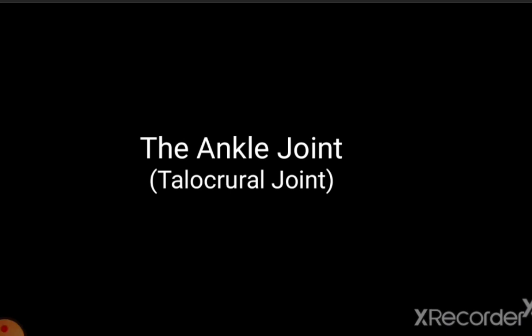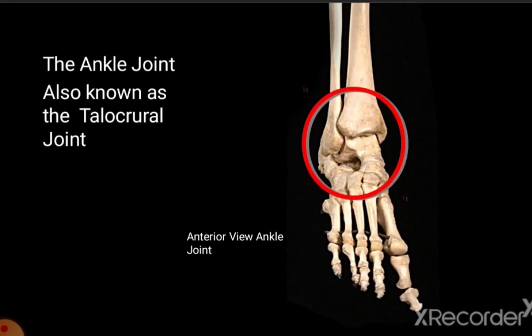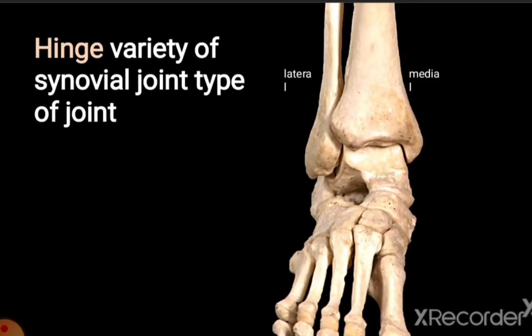Here I am going to tell you about the anatomy of ankle joint. Ankle joint is also known as talocrural joint because of its articulation. Talo means the talus, crural means the leg. So it is an articulation between the leg and the talus. The type of joint is hinge. It is a hinge variety of synovial type of joint.